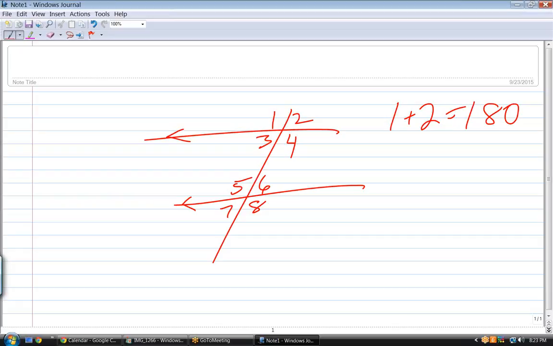Now, not all theorems are like that. If I told you if you live in Colorado, you live in the United States, that is not an if and only if. That does not mean that if you live in the United States, you live in Colorado. But for these things, it is if and only if. In other words, if these two lines are parallel, angle 3 is equal to angle 6. But also, if angle 3 is equal to angle 6, then these two lines are parallel. Okay?